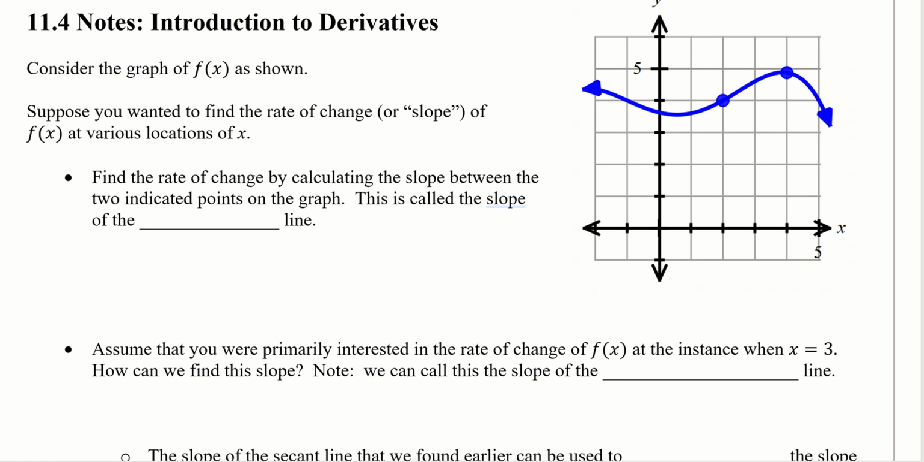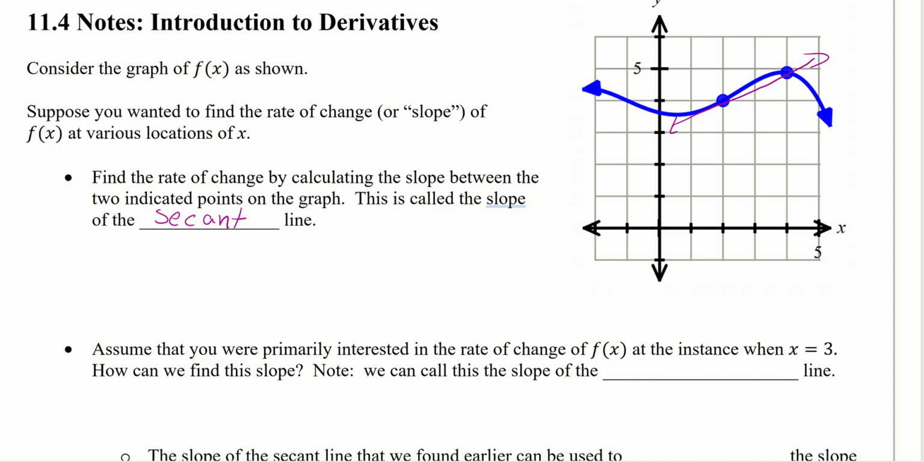Okay, so it says find the rate of change by calculating the slope between the two indicated points on the graph. This is called the slope of the secant line. So that's a secant line. If you draw a line in between, it cuts through the two, and that's a secant line. Cool.